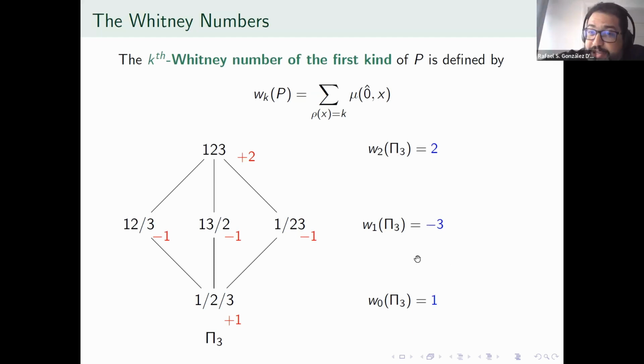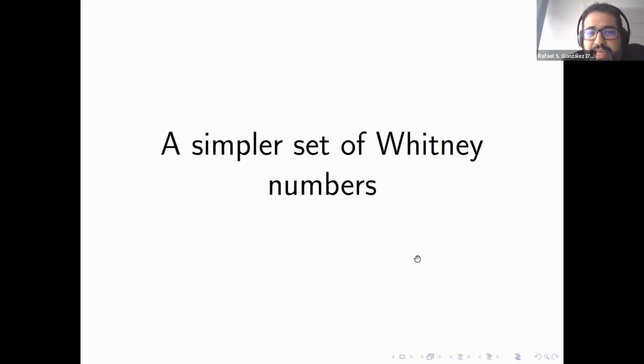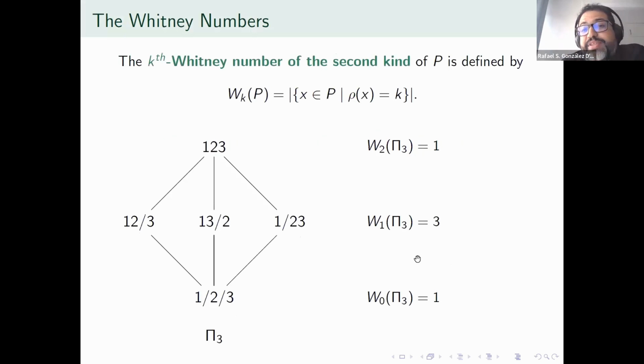These numbers require that you compute this recursion and then add up, but there is a simpler set of Whitney numbers. These are the Whitney numbers of the second kind. Just how many elements do you have at each floor? So in the 0 floor you have 1 element. In the first floor you have 3 elements, and in the second floor you have 1.